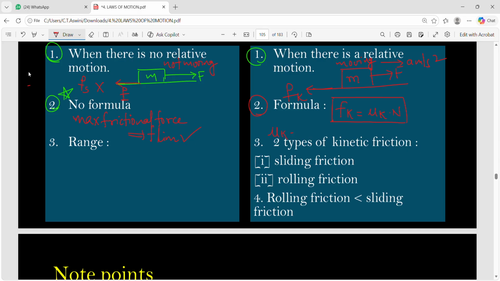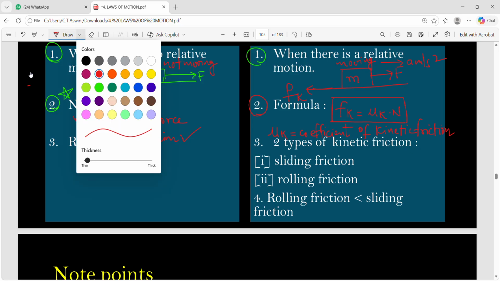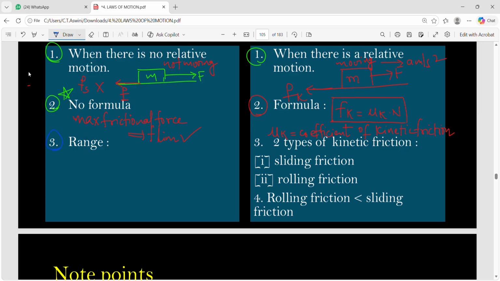What is this mu k? It is the coefficient of kinetic friction. Mu is actually the coefficient of friction. As it is mu k, this is the coefficient of kinetic friction. Got my point? Ma'am, Fs has no formula. Fk has a formula. F limiting has a formula. Then how do we know the value of static friction? For that, we have to understand the range.